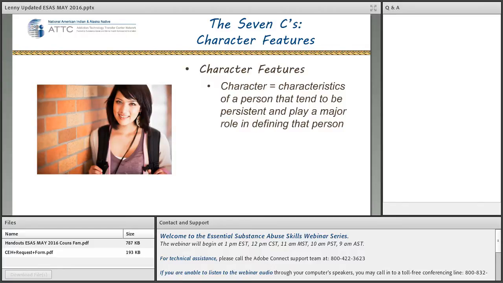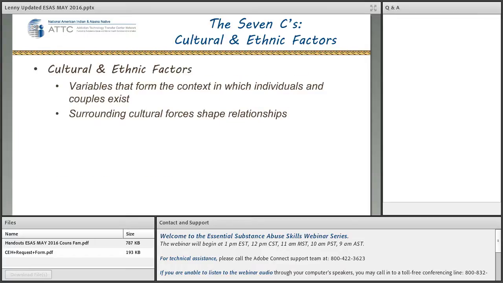Character features, also included in the 7 C's, equals characteristics of a person that tend to be persistent and play a major role in defining that person. The cultural and ethnic factors are variables that form the context in which individuals and couples exist. Surrounding cultural forces shape relationships.